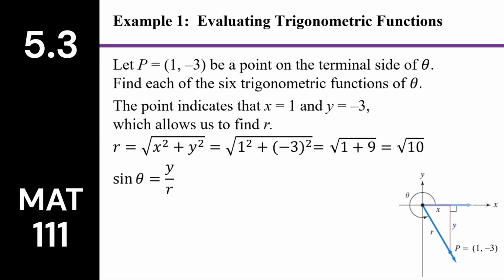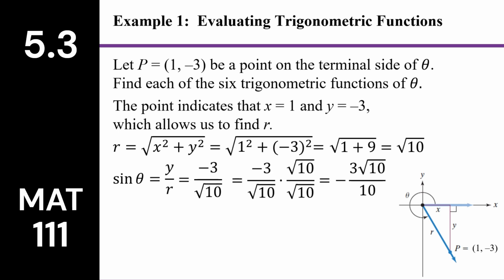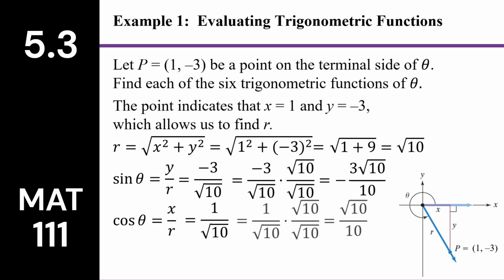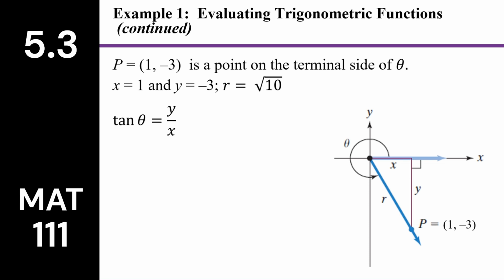Sine is y over r, so that gives us -3 over radical 10, and we rationalize the denominator. Cosine is x over r, that's 1 over radical 10, and again we rationalize the denominator. Next, we'll find tangent, which is y over x, that's -3 over 1, which reduces to -3.